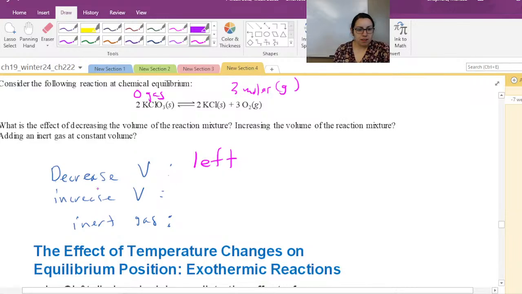So yes, we have decrease for going left, and then increasing our volume. What would that do? So yes, that shifts it right. Less pressure favors our gas formation, and then inert gas. So no effect.